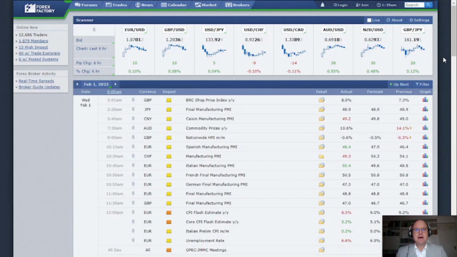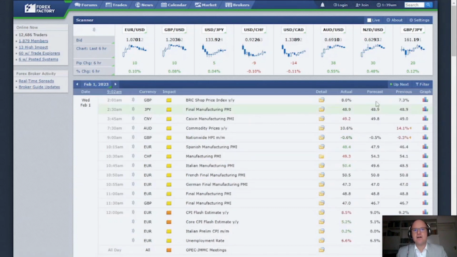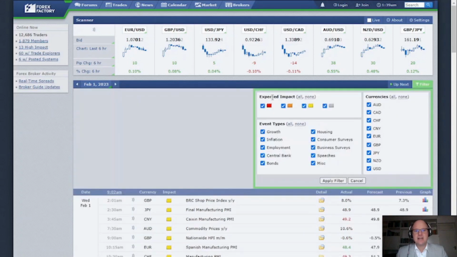Once you are on their website, you might feel daunted with the quantity of news events. However, you can filter according to the currency pair and the type of impact. Let's take a look at the different filters available. Firstly, we are going to select the type of impact that we want to filter. So we have high, medium, low, and non-economic news like public holidays.